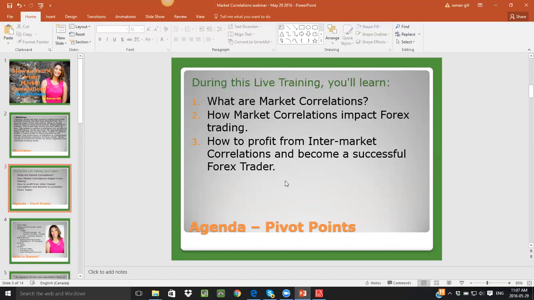So the agenda for today's meeting is on market correlations. So we'll take a look at what market correlations are, what that means, how market correlations impact our Forex trading, and then how you profit from intermarket correlations, and how you use it to become a successful Forex trader.